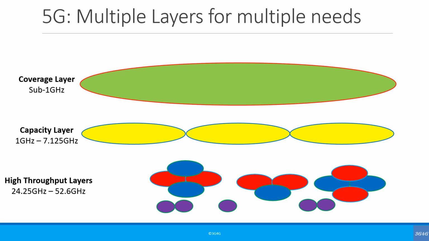And then you finally have the high throughput layers, which start from 24.25 gigahertz to 52.6 gigahertz, right? And this is according to the 3GPP FR2 or frequency range 2. So these bands are generally referred to as the millimeter wave bands, right? But again, I have said this many times, millimeter wave in theory starts from 30 gigahertz, but we will refer to all this high throughput layer as the millimeter wave band, right? So an operator typically needs to have these three different layers of spectrum if they want to do 5G really well, and we will see what I mean by that.